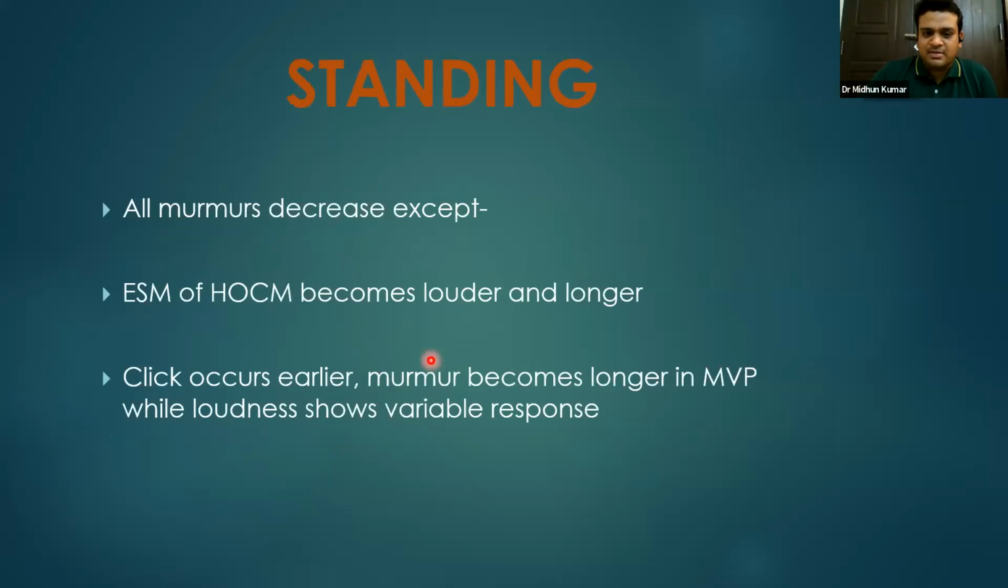So simply you can say that all murmurs will decrease when the patient stands, except the murmur of HOCM, because the murmur of HOCM is a dynamic obstruction. Whenever there's a decrease in preload or an increase in afterload, this murmur of HOCM is going to become louder and longer. And in case of mitral valve prolapse, the click occurs earlier and the murmur becomes longer. So any condition that's going to decrease the LV size, the mitral valve prolapse is basically a size mismatch. Whenever the volume of LV decreases, the prolapse is going to be pronounced much earlier. Whenever the volume is more, the prolapse will become much later.